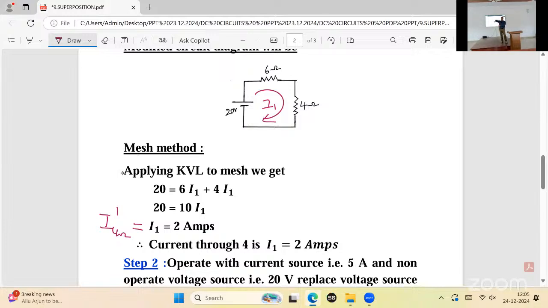Now run with the other source. What is the other source here? Current source. Step 2: run with the other source. The other will be non-operative. Now make a sentence here.